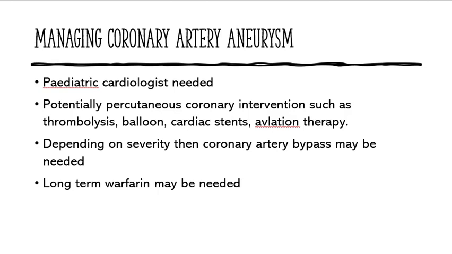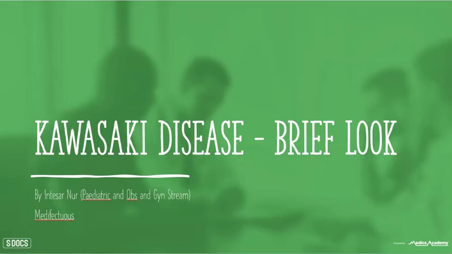In terms of long term, if they do have it, they may get warfarin, but there might be other long term plans. It depends on the cardiologist and any of the other complications. But warfarin may potentially be needed. So hopefully from all of this, you've learnt about Kawasaki disease: what it is, what the treatment plans are, what you should be looking out for, what the bigger complications are, and who you should escalate it to.